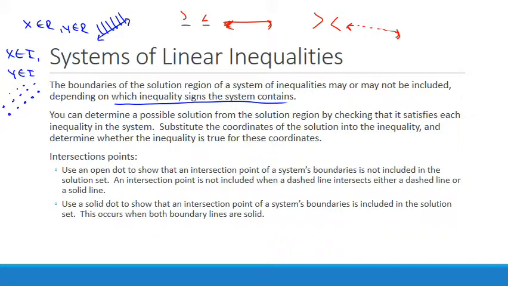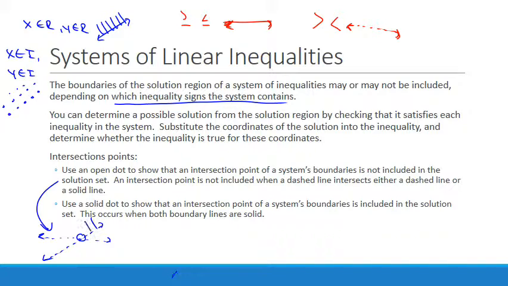Intersection points. Use an open dot to show that an intersection point of a system's boundaries is not included in the solution set. An intersection point is not included when the dashed line intersects either another dashed line or a solid line. So I think we should provide a visual of that too, meaning if I have a dashed line and another dashed line, so these would be boundary lines. That would mean any point on this line does not belong in the solution, including our intersection point, which you just put an open circle on like that.